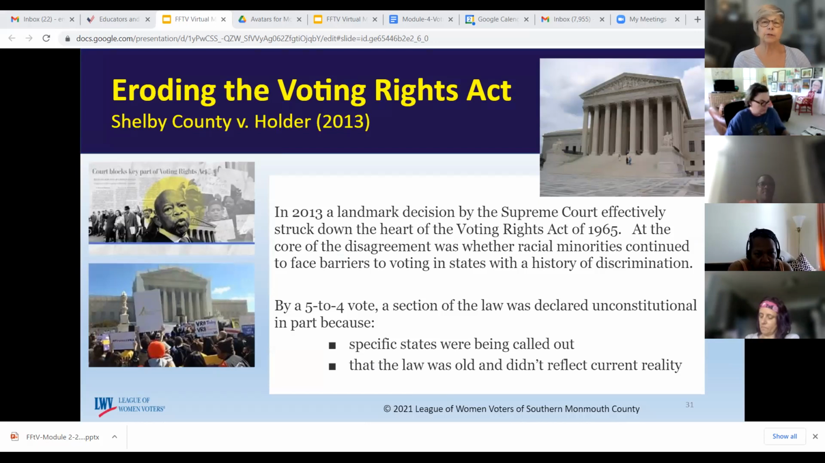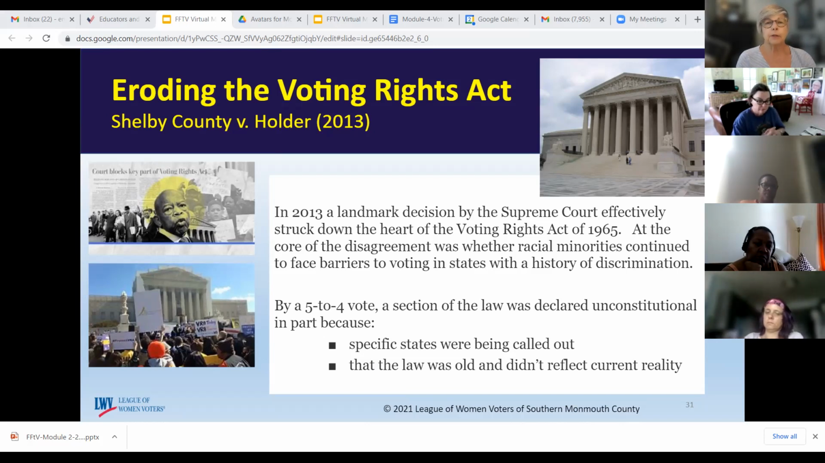In 2013, the Supreme Court decision in Shelby County versus Holder struck at the heart of voting rights. At the core of the disagreement was whether racial minorities continued to face barriers to voting in states with a history of discrimination. Shelby County argued that the law was based on outdated information and that people of color no longer experienced voter suppression. It was a 5-4 ruling.